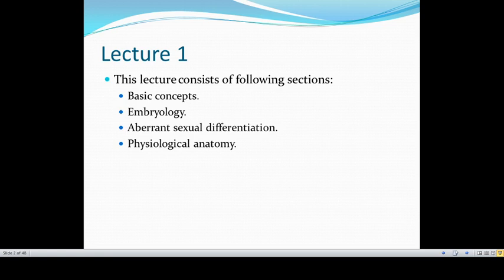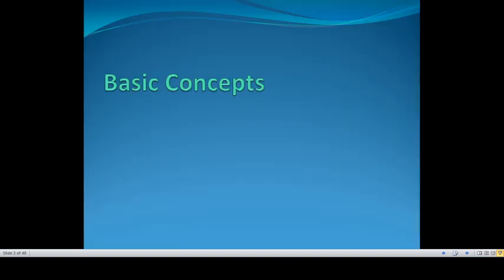This lecture consists of following sections: basic concepts, embryology, aberrant sexual differentiation, and physiological anatomy if we are left with any time. It will be quite appropriate here to go through some basic concepts regarding male reproduction.